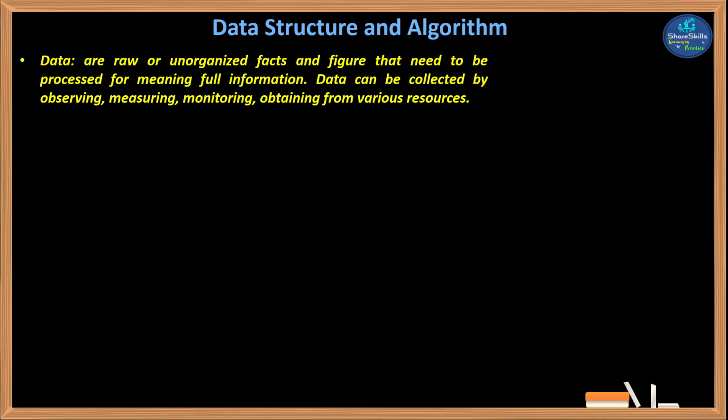So what is data actually? Data are raw facts and figures in an unorganized form, which need to be organized according to our objectives and purpose. We will organize and then implement that data. Data can be collected by observing, measuring, monitoring, and obtaining from various resources.